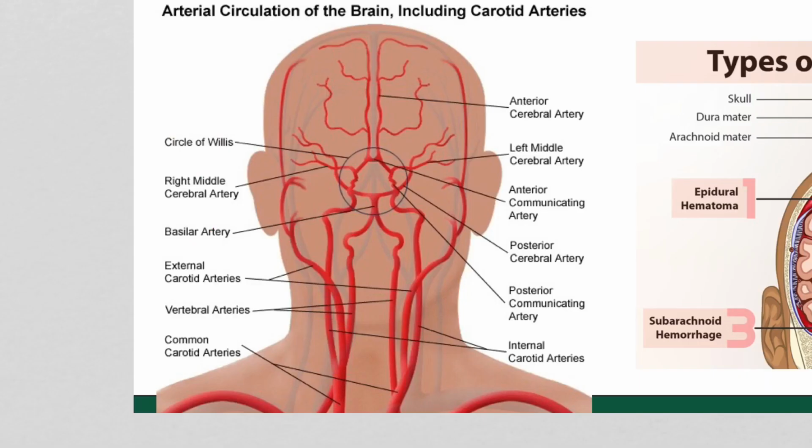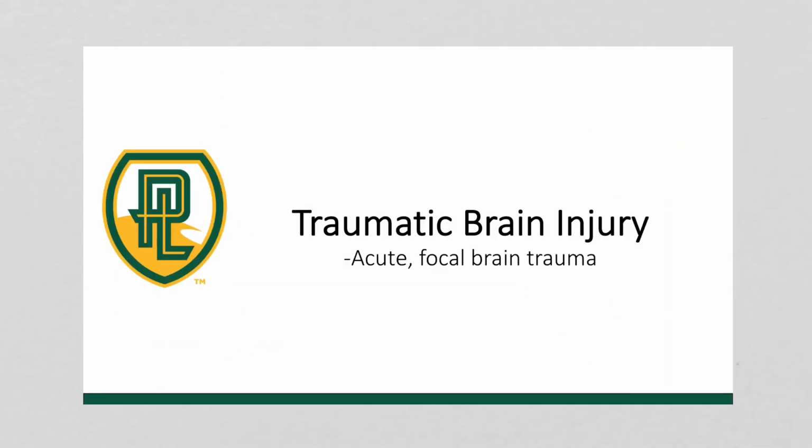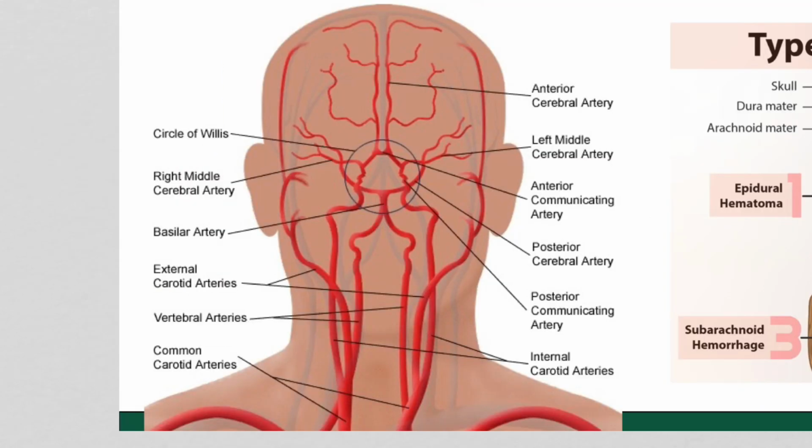Our first stop is really going to be in the area of blood flow. Understanding how blood flows to the brain is going to be extremely important. To summarize, blood flow to the brain is really provided by two arteries. The first one is the vertebral artery, which is the most medial artery of the two. And then the second one is going to be the common carotid.